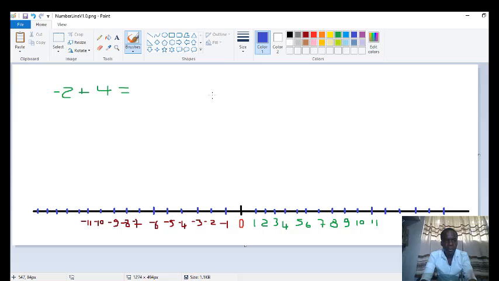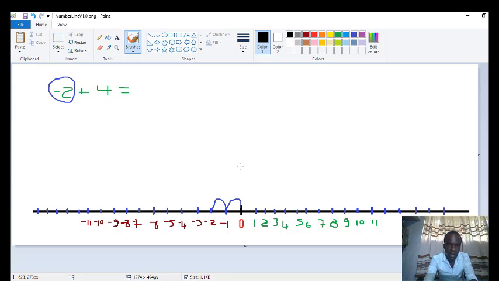Since we have -2 plus 4, you remember what we did? We take the first number, which is -2. Then we go on the number line, we start at the 0. Since 2 is negative, because we have the negative sign in front of 2, we are going to move 2 spaces to the left. So we say 1, 2. This is our -2.